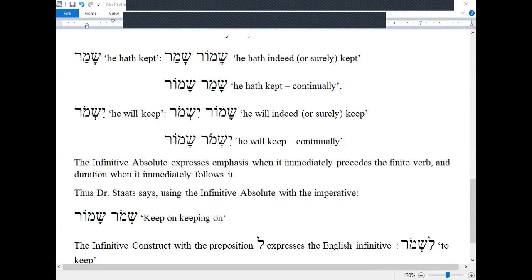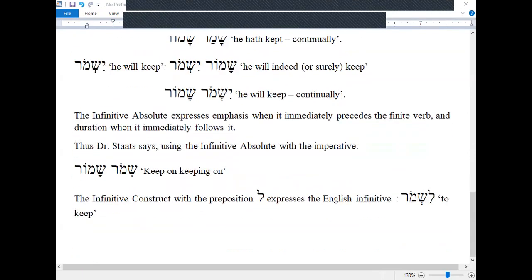Then, as we look at the infinitive construct, notice it appears with the preposition lamed, expressing the English infinitive to keep, which would be lishmor.